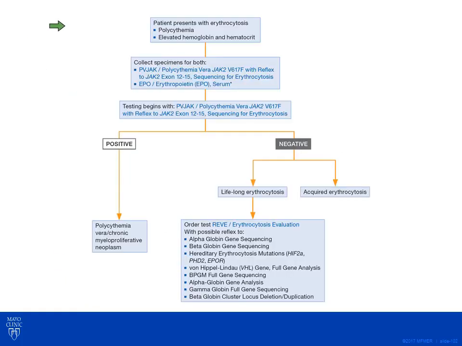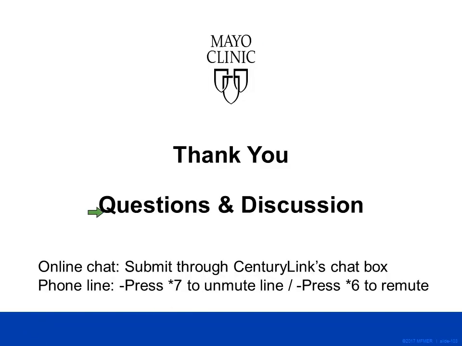So this is a more simplified algorithm, which I believe is present on the MML website. It emphasizes the importance of doing the JAK2 testing and a serum EPO. If either one of these are positive, you're down in the polycythemia vera. It's only when your JAK2 testing is negative that you start to enter down in all the testing here that is available through the erythrocytosis evaluation. I believe that is my last slide. Thank you very much for listening in today.